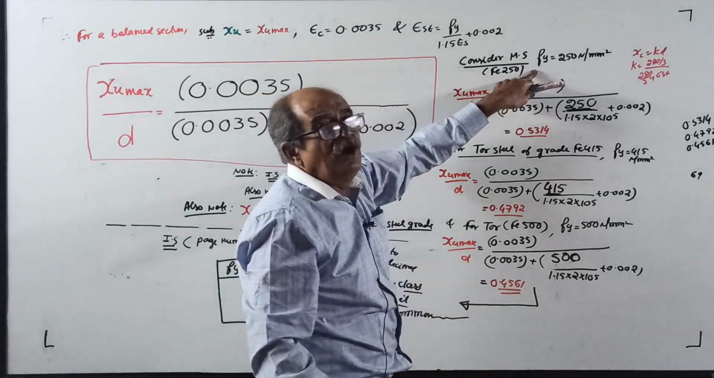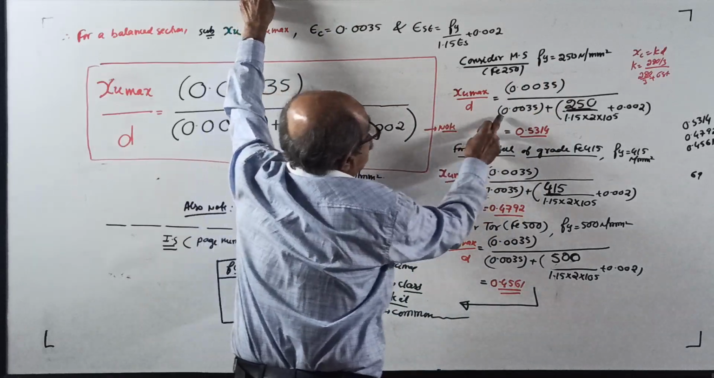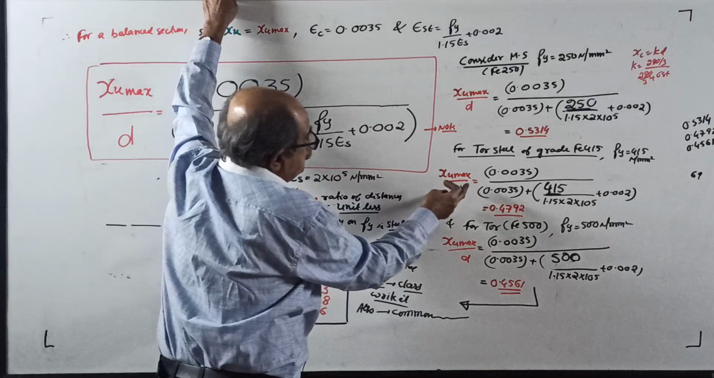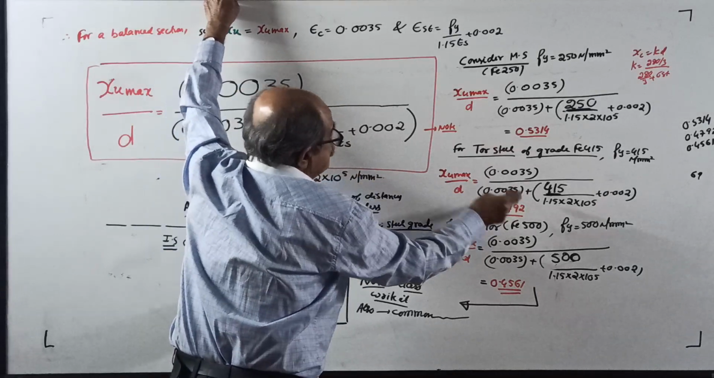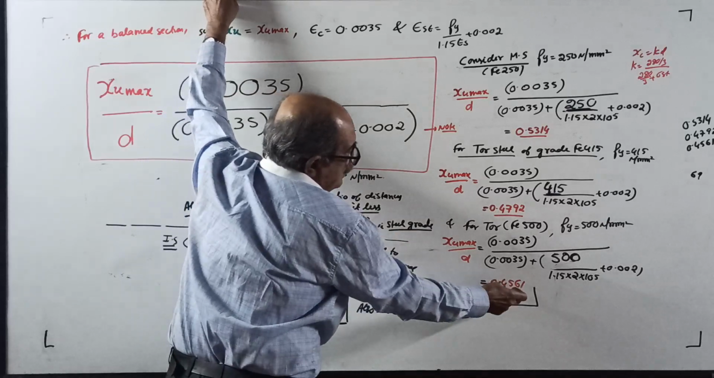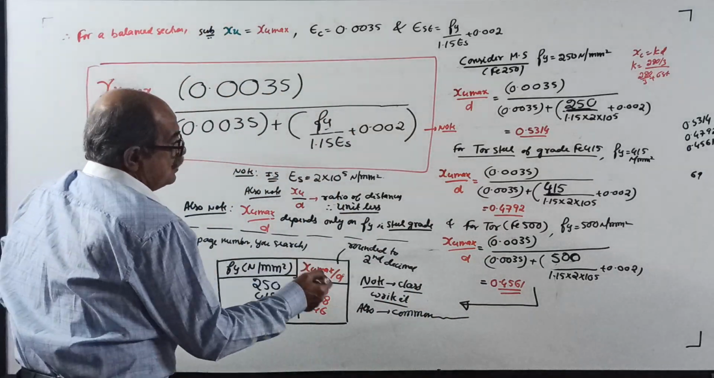Okay, now, just now I told you XU max by D depends only on Fy. Consider mild steel. All this I am giving next time. Fy 250. Substitute Fy 250 here. You will get this much answer. Then substitute Fy equal to 415, you get this answer. Fy 500, you get this answer. Now, make a note. Come this side.